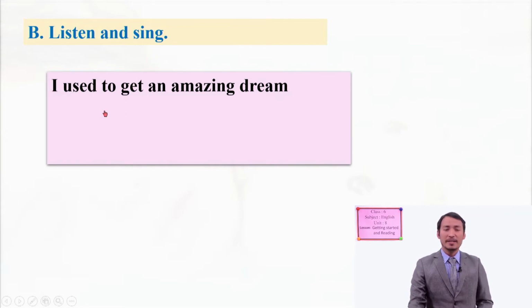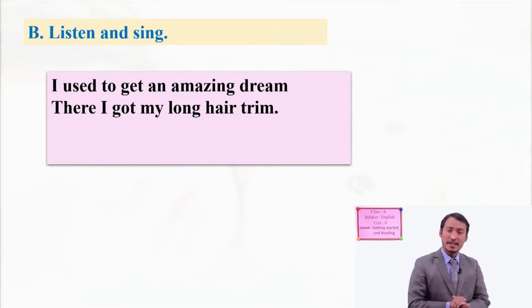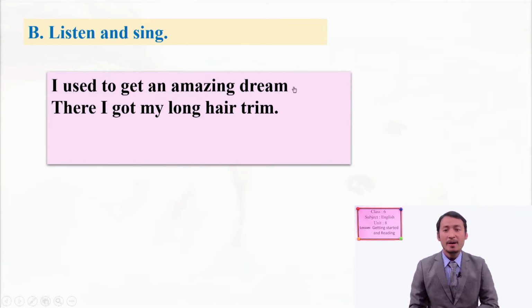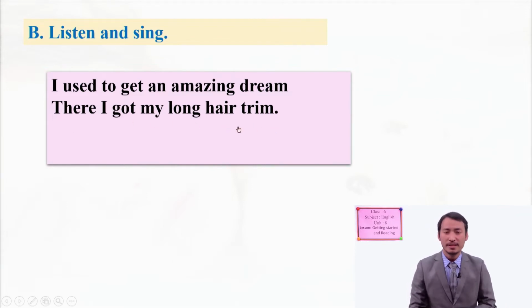You can follow me, okay? I used to get an amazing dream. In this speed you can read, okay, students? I used to get an amazing dream. There I got my long hair trim. Can you read like this? In this proper rhythm and speed? Yes. Let's read it again. I used to get an amazing dream. There I got my long hair trim.